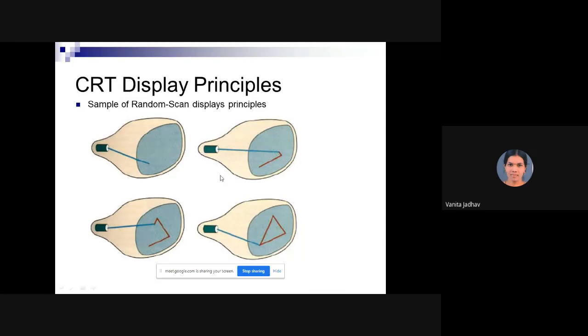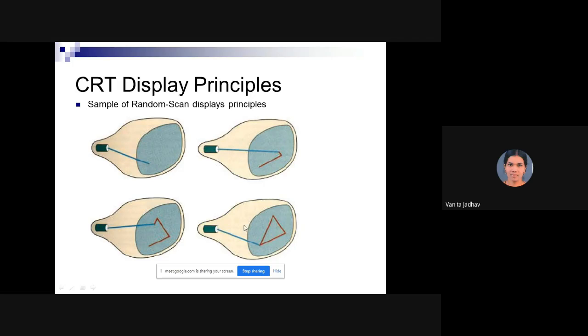Again, the same example of a triangle is taken over here in the first figure. The electron beam is pointing to the line end point. It wants to draw this line, so it is positioned over here, at the first end point. In the second diagram, it has drawn the first line of the picture. In the third diagram, it has drawn the second line of that picture, and in the last diagram, it has drawn the last line of the picture. That is nothing but the triangle.